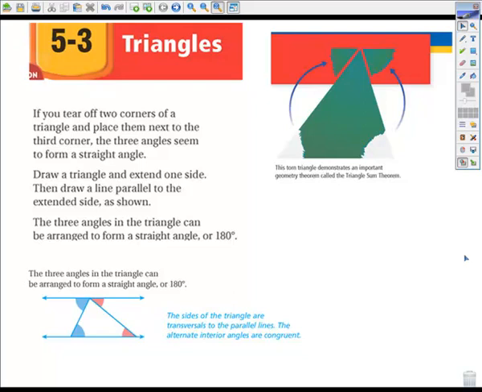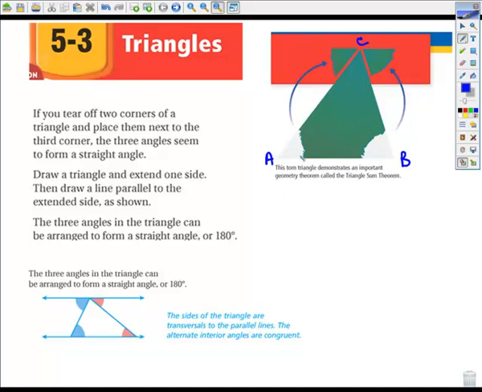Lesson 5.3 deals with triangles, and there's a cool experiment they've done for us over here. If you take any triangle, you can just cut a triangle right out of a piece of paper, and let's say that we call this angle A, this angle B, and this angle C down here. If you can see very lightly, they have the triangle that was drawn for us.